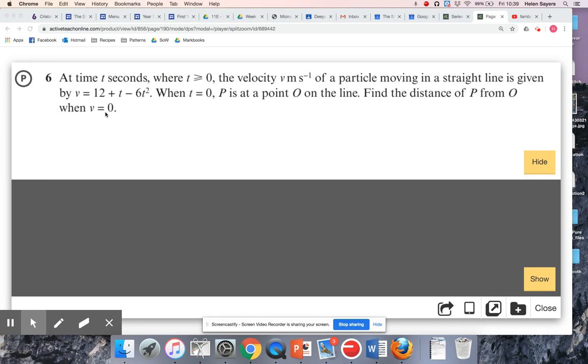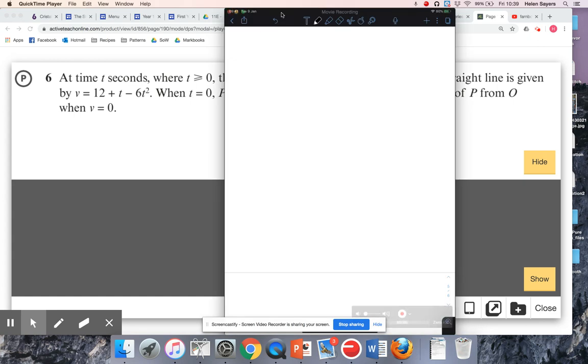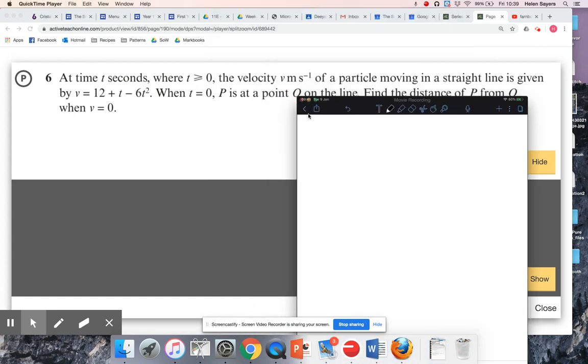Okay, so the first thing I'm going to do, there's two main things I need to do for this question. One is going to be integrate, because I've got velocity and they're talking about distance. The other thing is they're talking about find the distance when v is 0, so I will need to solve this equal to 0. So I'll do the integrating first, because that's probably what stands out immediately in this question. So the displacement is going to be the integral of the velocity.